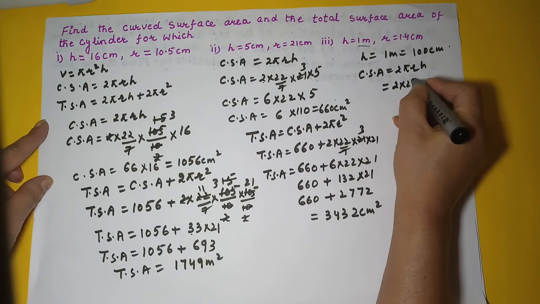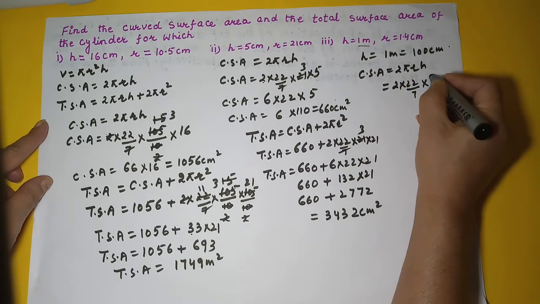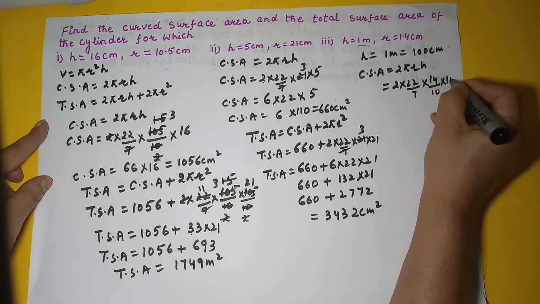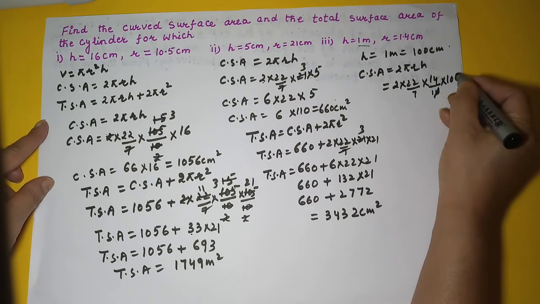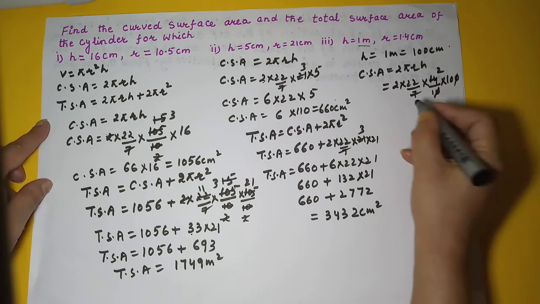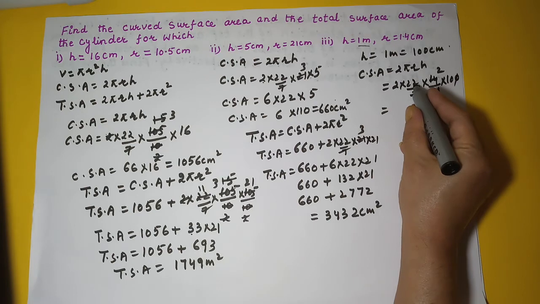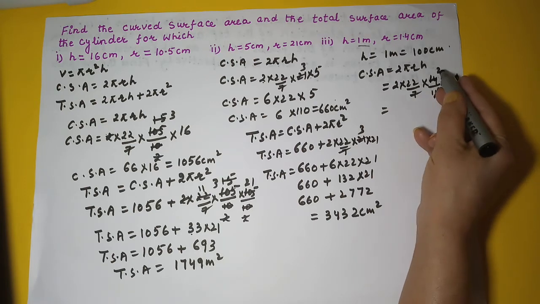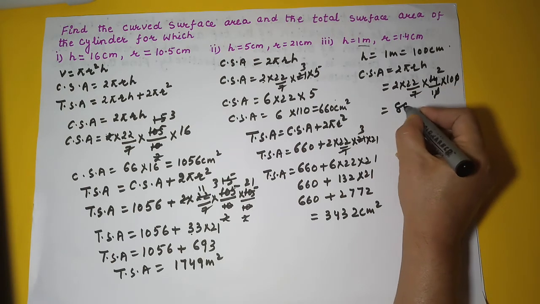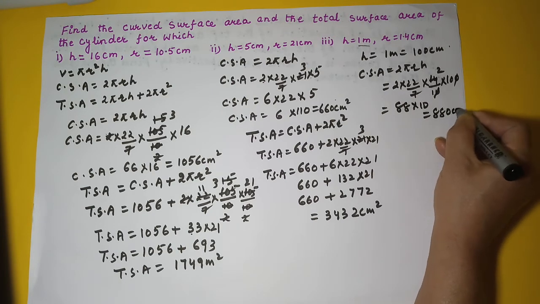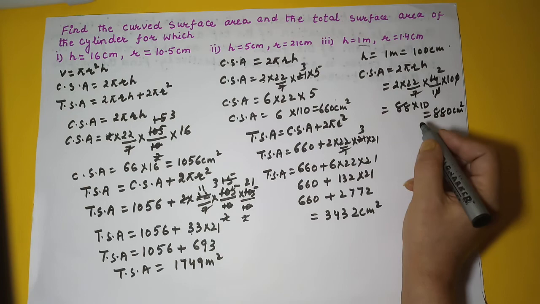So we can calculate curved surface area as 2 pi r h. So 2 into 22 by 7, my R is 14 by 10 into H is 100. So this and this will go, 7 2s are 14. So finally I am left with 22 into 2s are 44 into 2s are 88 into 10, which is 880 centimeter square. So I have found the curved surface area.